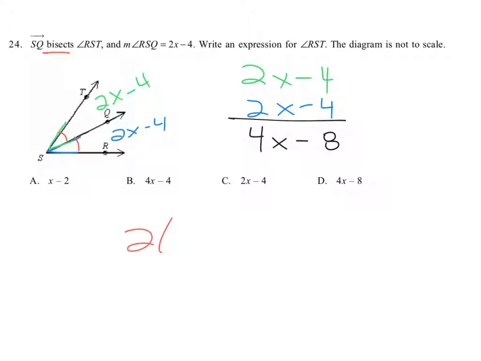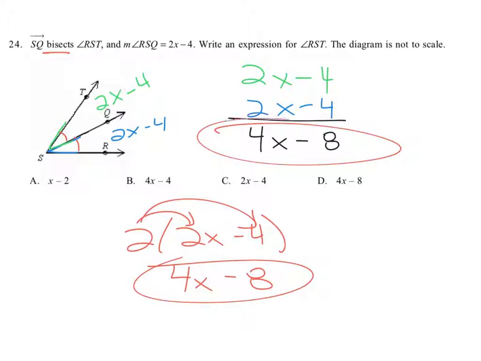2 times 2x minus 4. We have that amount 2 times, and distribute. That times that, that times that. 2 times 2x, 4x. 2 times negative 4, negative 8. Either way, we get to 4x minus 8, which is the expression for the larger angle. And so the answer is D. We're done.